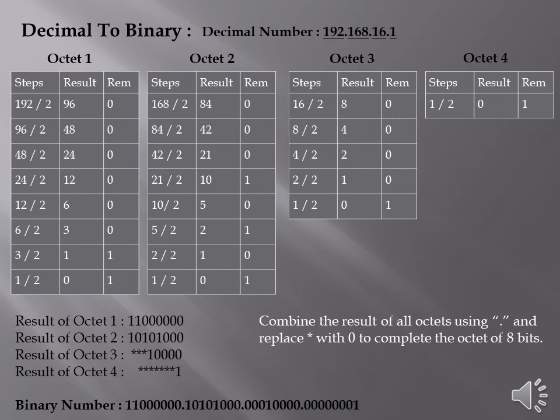Then 2 raised to power 5 means 32. 2 raised to power 4 means 16. 2 raised to power 3 means 8. 2 raised to power 2 is 4. 2 raised to power 1 is 2. 2 raised to power 0 is 1.